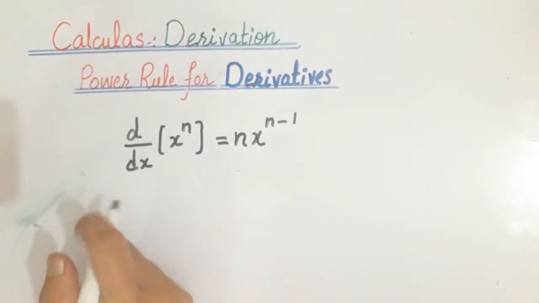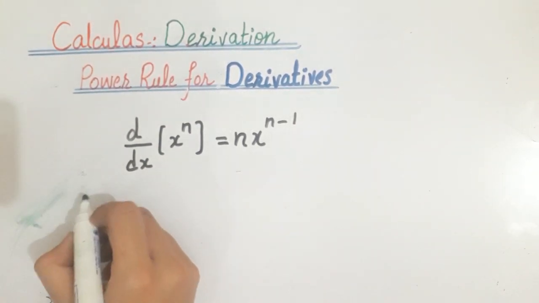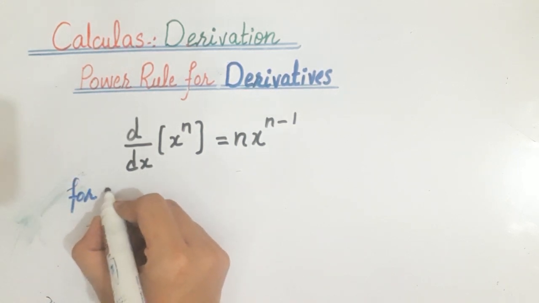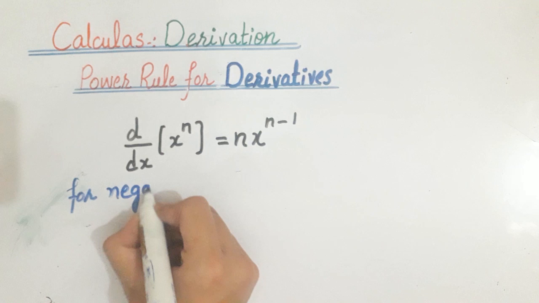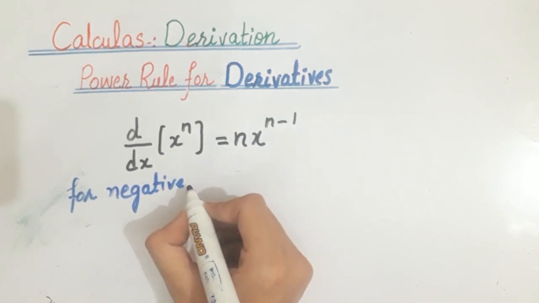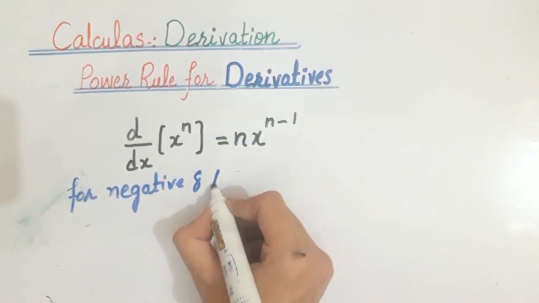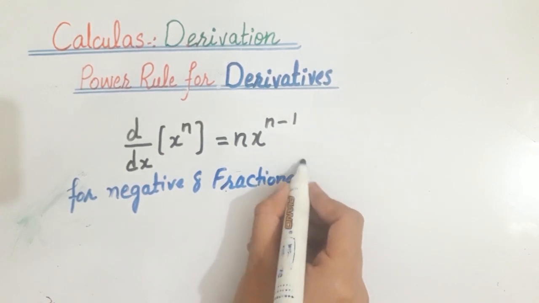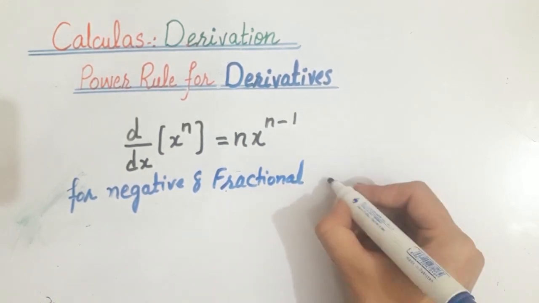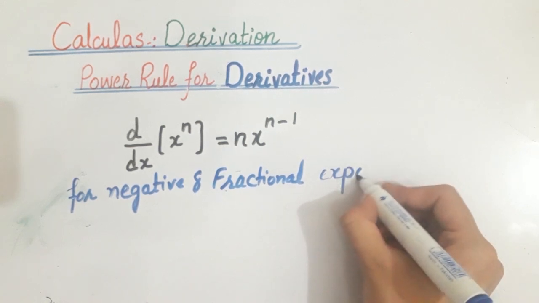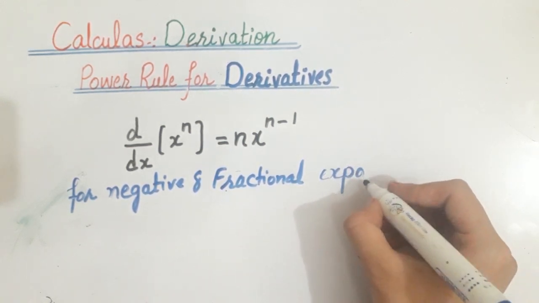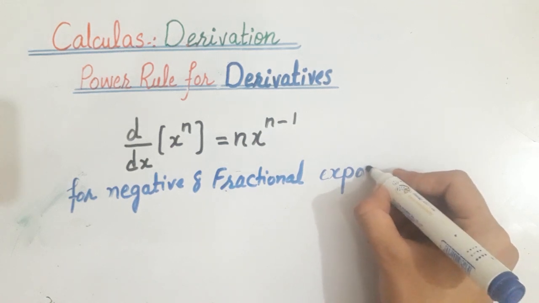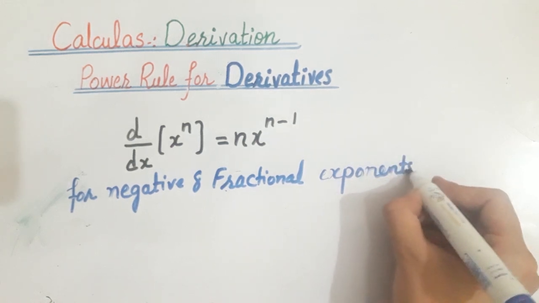Now we will understand the power rule for negative and fractional exponents, if the power is negative or the power is in the form of a fraction. So how will we solve this?